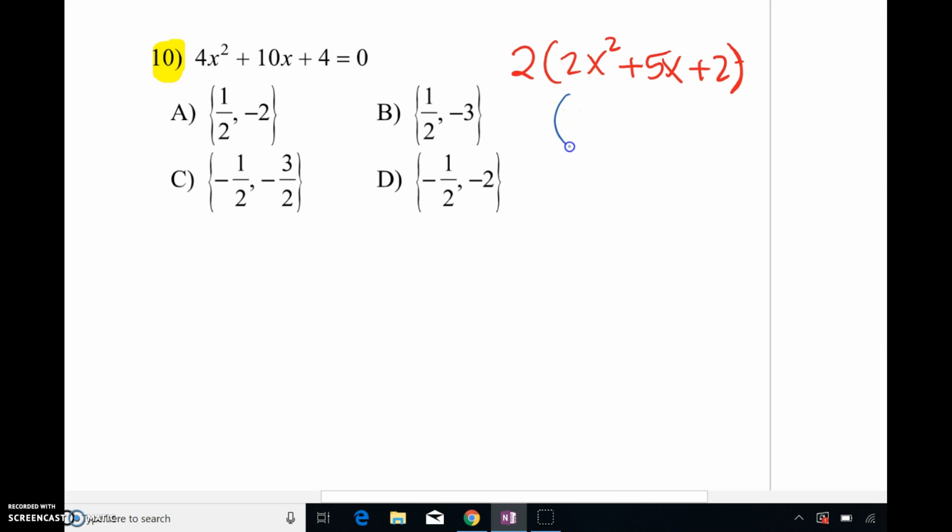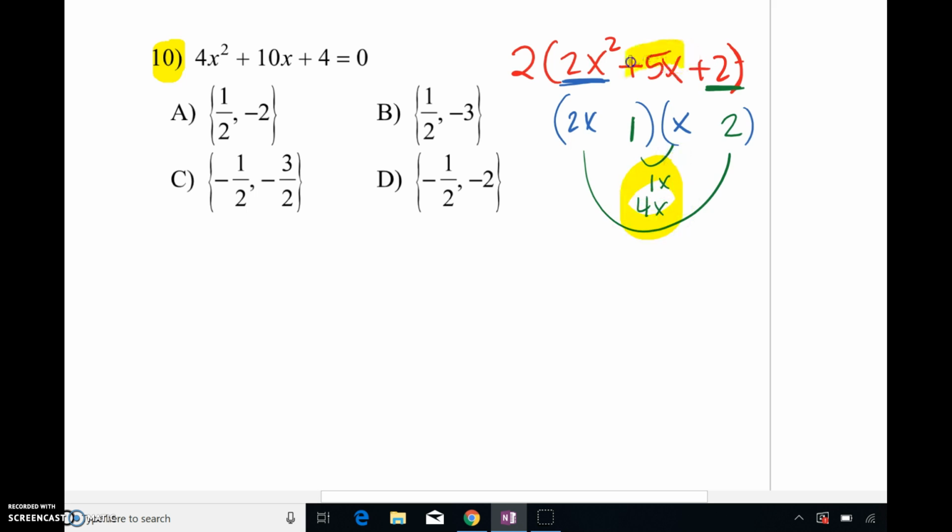Now I'm going to factor this trinomial and say, what multiplies to 2x squared? 2x and x. What multiplies to 2? 1 and 2. Can I put a 2 with the 2x? No. So I put a 1 here and a 2 here. And I have to check what my signs need to be. 1x and 4x. How do those add? These have to add to give me a 5x. Good. They both have to be positive.